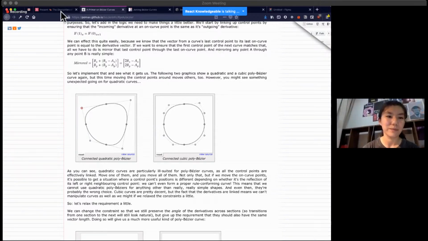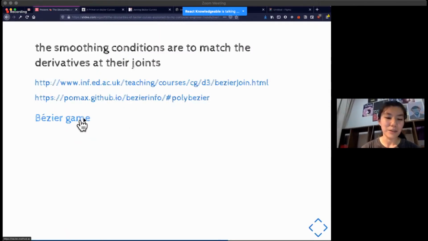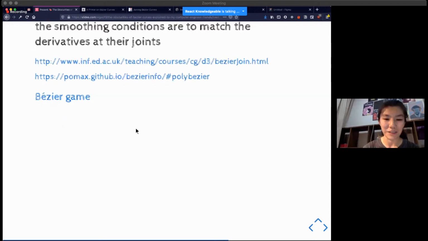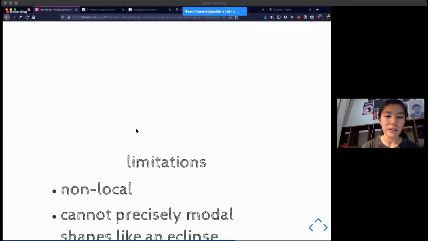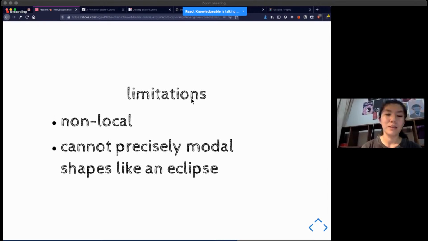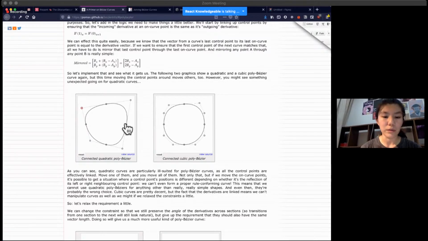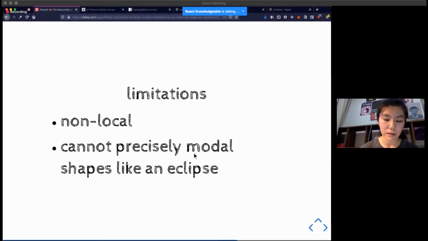There is a Bézier game where you're supposed to formulate some curve by dragging things around. It's kind of hard. I cannot play this game. Maybe you can give it a try. I think we're already seeing some of the limitations. First one is non-localness. Basically, what this means is when you're changing one part of the curve, the whole curve is changing. And the second one is you cannot precisely model shapes like an ellipse. So that's some of the limitations that Bézier curves have.